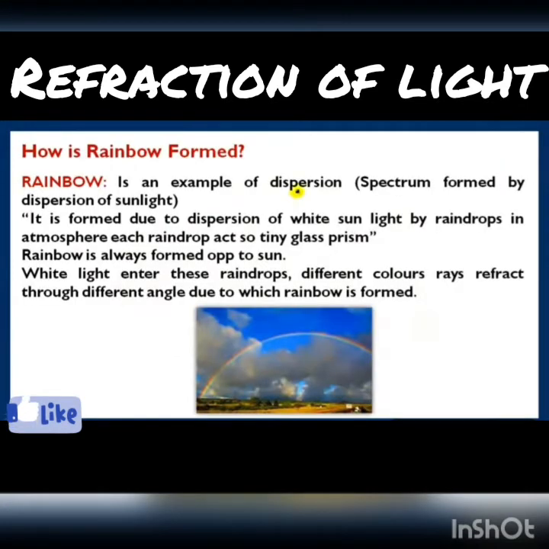How is a rainbow formed? Rainbow is formed due to the dispersion of white light by raindrops in the atmosphere. Each raindrop acts as a tiny glass prism. Rainbow is always formed opposite to the sun. White light enters these raindrops and different color rays refract through different angles, due to which a rainbow is formed.